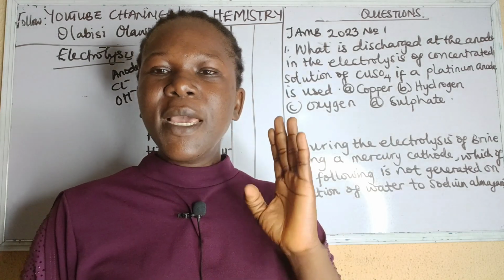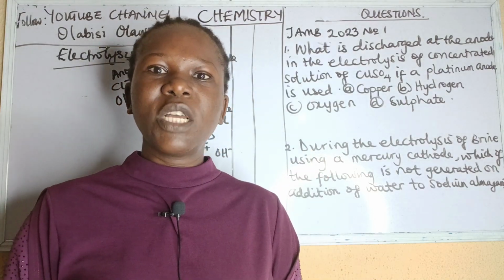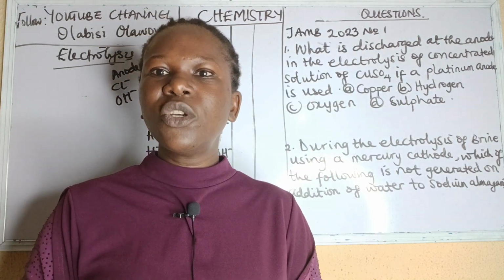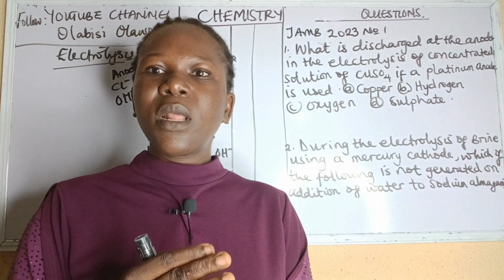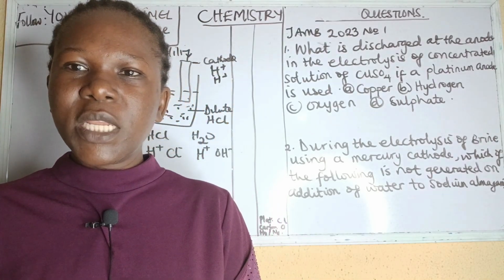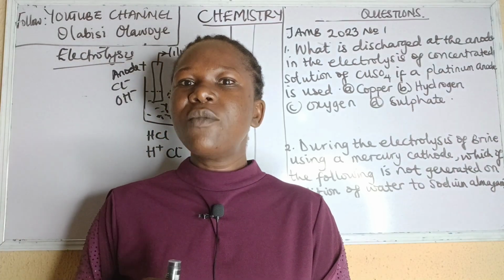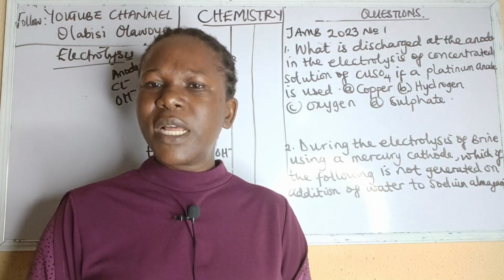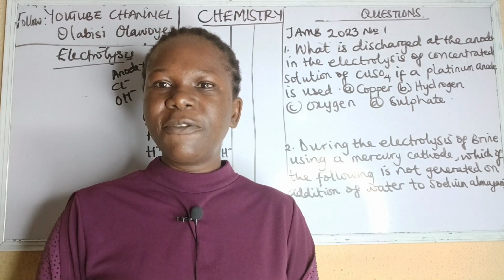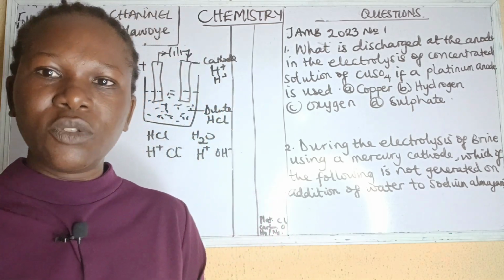That is where we apply three factors that affect preferential discharge of ions. Number one, we have the position of ions in the electrochemical series. We also have the concentration of the ions in the electrolyte. Then we have the nature of the electrode. Now, let's quickly look at the first factor, which is the position of ions in the electrochemical series.